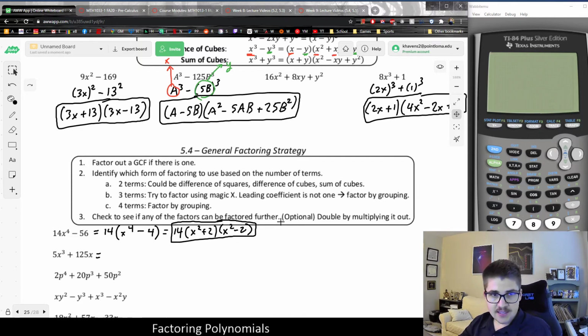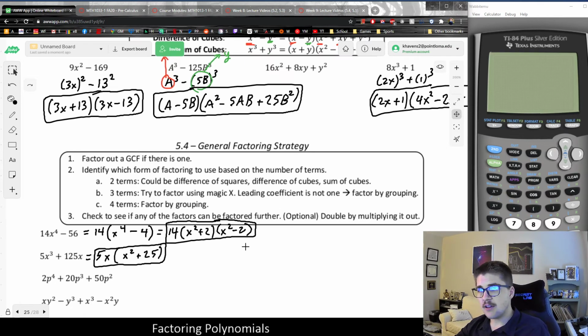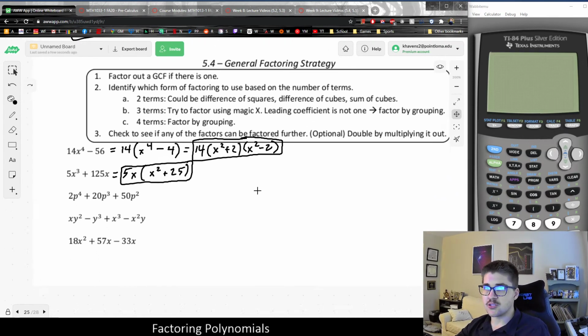Now looking at the next example, start off with the greatest common factor, 5x. That would leave me with x squared. And again, you might initially think this one is a sum of cubes because it's a cube, but after factoring out the GCF, we'd be left with x squared plus 25. And this actually won't factor any further because it's a sum of squares, and sum of squares have no possible factorization amongst the real numbers.